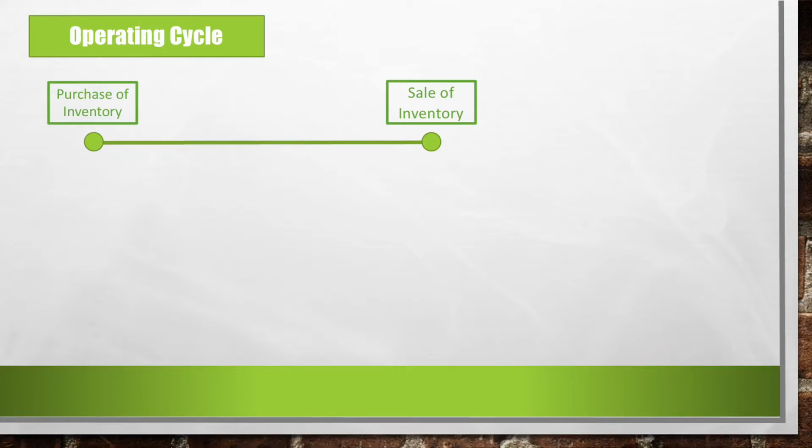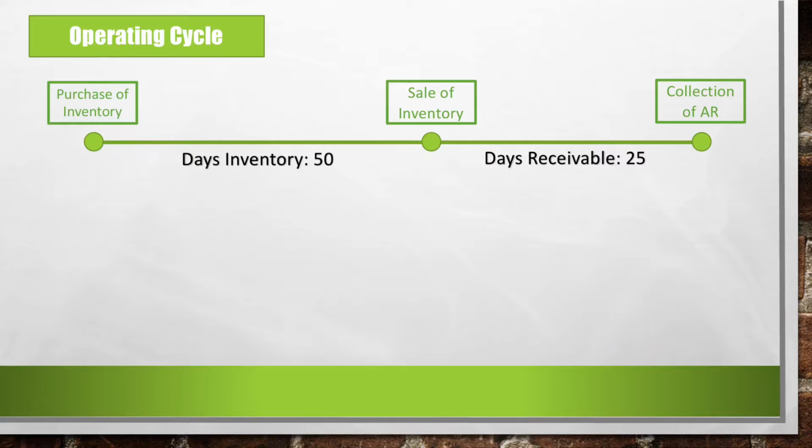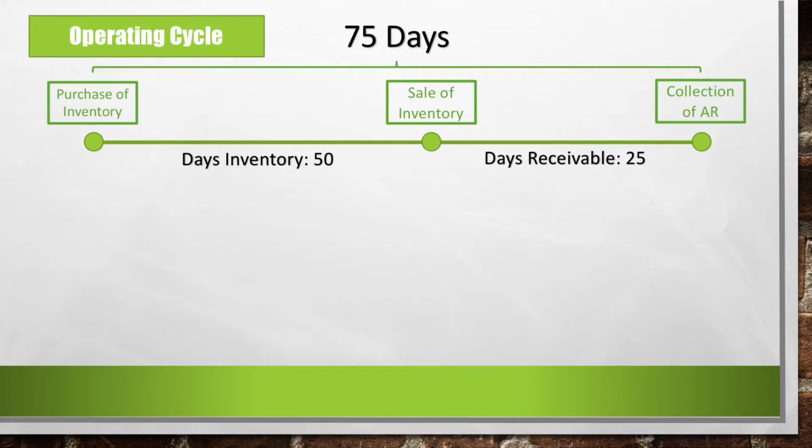So we're going to start with purchase of inventory to the sale of inventory. Then from the sale of inventory to the collection of receivables. Take note that the days in inventory or inventory conversion period is 50 days. The days receivable or the receivable conversion period is 25 days. Thus, the entire operating cycle is 75 days.